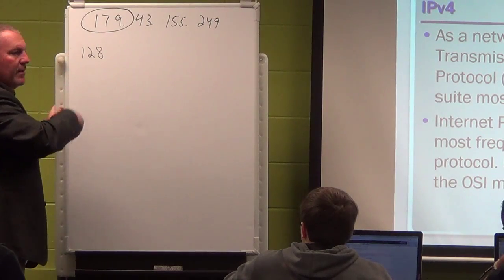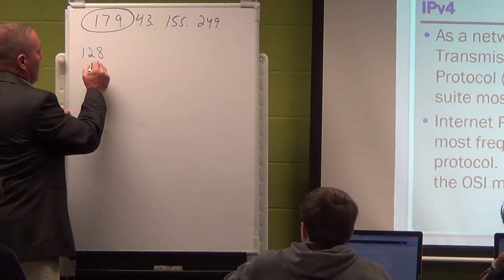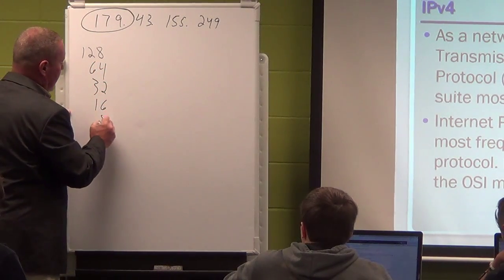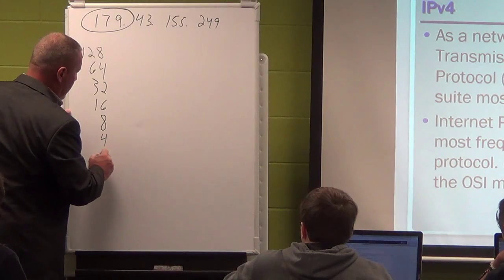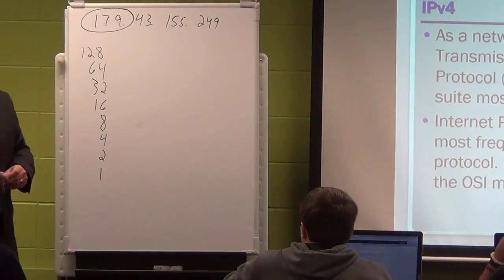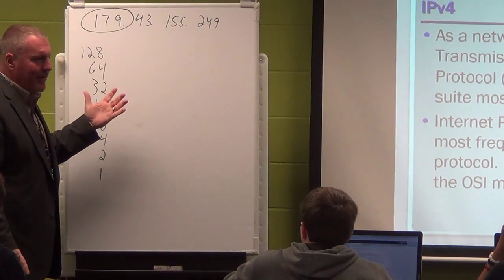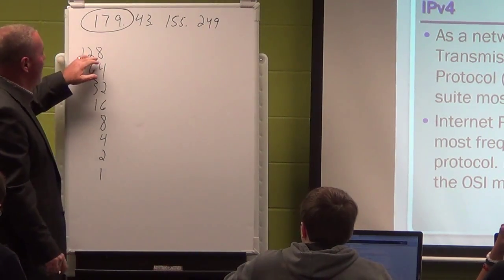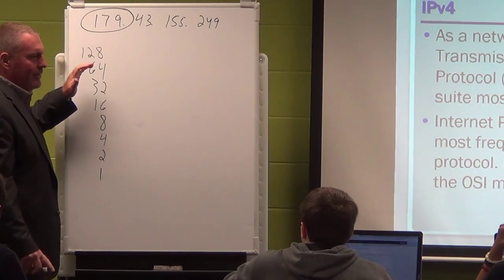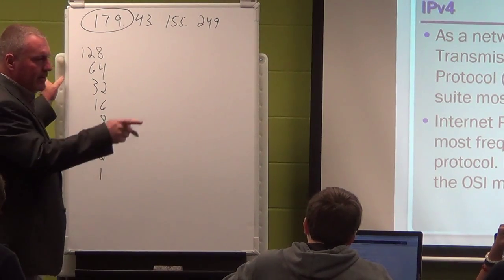Let's get the format. 128, 64, 32, 16, 8, 4, 2, 1. Okay? Now, what have I done here? I'll start out with 128. If you can just remember 128, then you can do that. What is the little formula I use to get all the rest of these numbers?